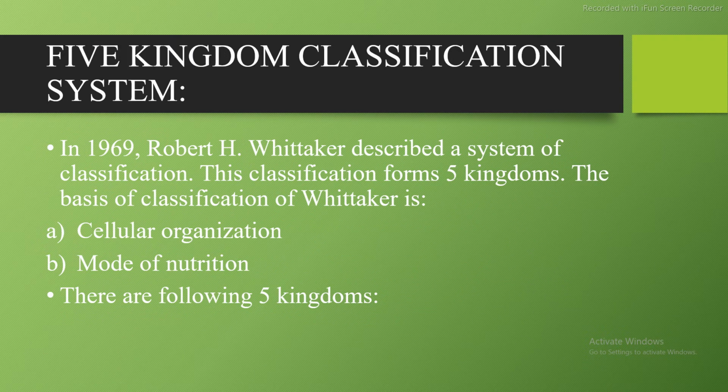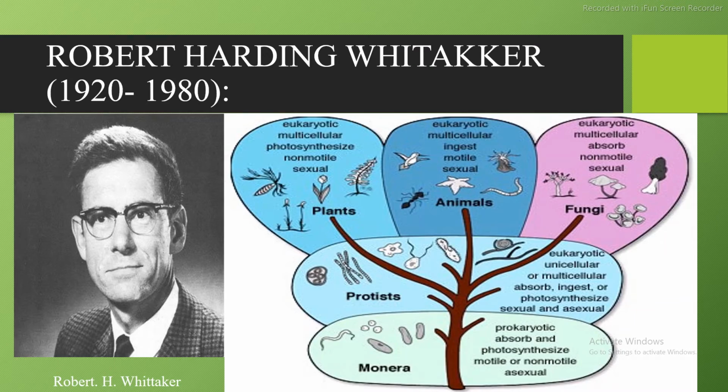Five Kingdom Classification System. In 1969, Robert H. Whittaker described a system of classification. This forms the Five Kingdom System. The basis of classification of Whittaker is cellular organization and mode of nutrition. There are the following five kingdoms. Robert Harding Whittaker's time period was 1920 to 1980. He divided the organisms into five kingdoms, which includes the kingdom Plantae.